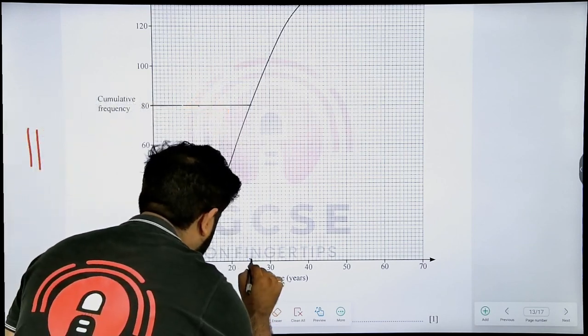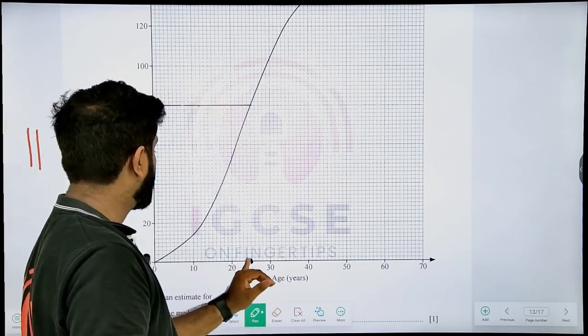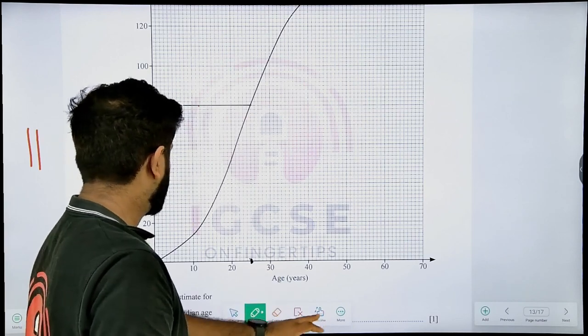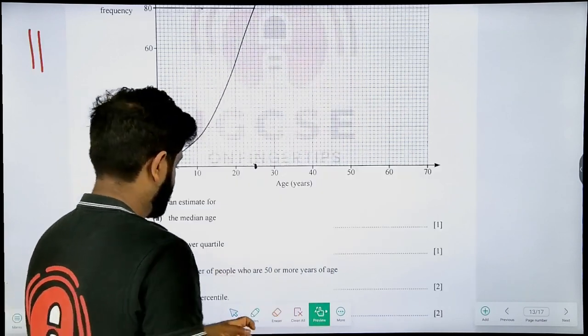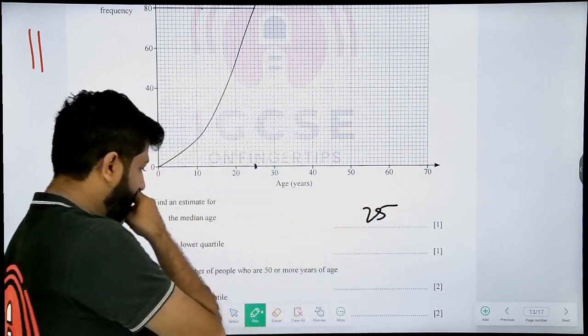So this is my y. So I know this is 21, 22, 23, 24, 25. So the median age is 25. Again, find the lower quartile.